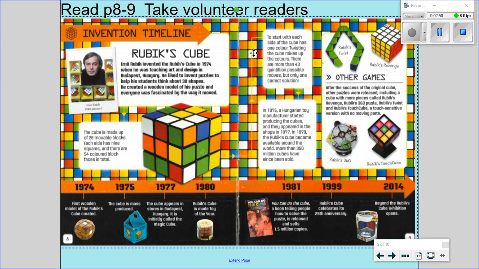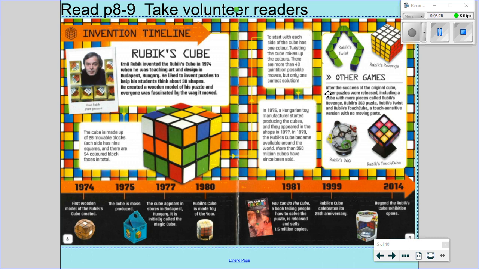Follow the arrows. To start with, each side of the cube has one colour. Twisting the cube mixes up the colours. There are more than 43 quintillion possible moves, but only one correct solution. In 1975, a Hungarian toy manufacturer started producing the cubes and they appeared in the shops in 1977. In 1979, the Rubik's Cube became available around the world. More than 350 million cubes have since been sold.